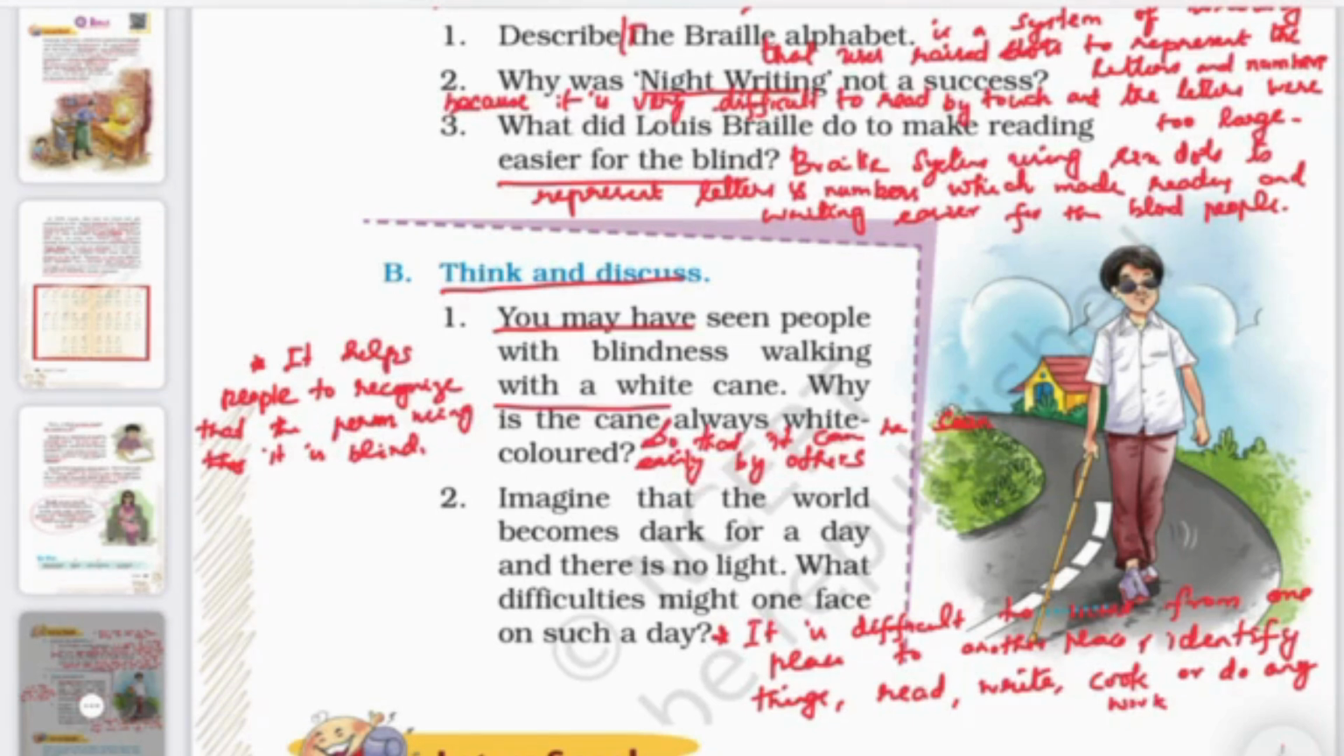Imagine that the world becomes dark for a day and there is no light. What difficulties might one face on such a day? It is difficult to move from one place to another place, identify things, read, write, cook, or do any other work.